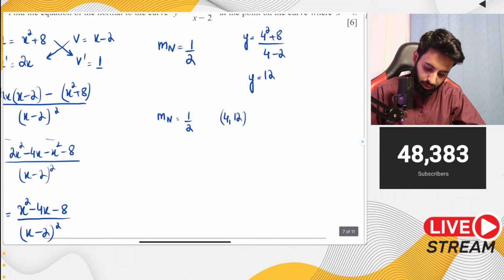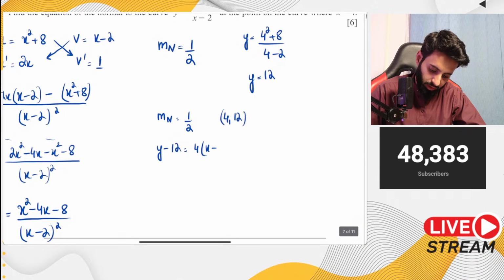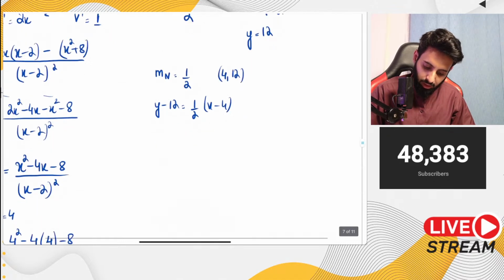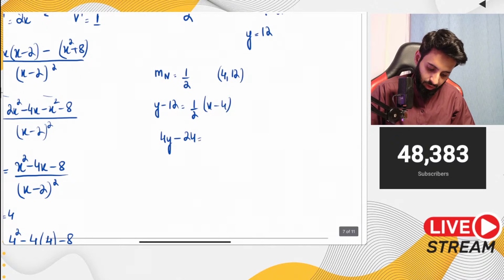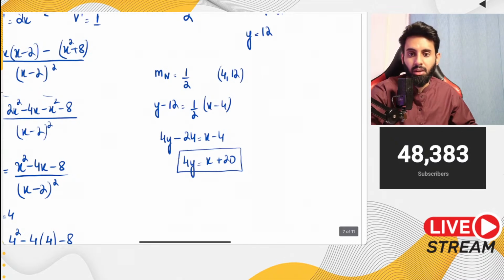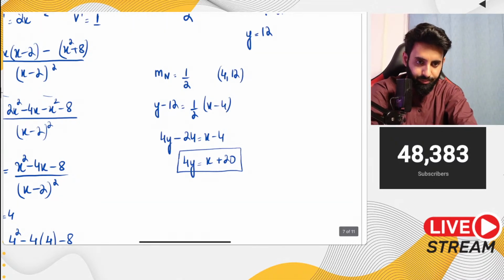So now let's put this all together. y minus 12 is equal to half into x minus 4. Yeah, that's correct. Now cross multiply, so you have 4y minus 12 into 2 is 24 equals x minus 4. So 4y is equal to x, and minus 4 plus 24 is equal to plus 20. So 4y is equal to x plus 20 is the final answer.